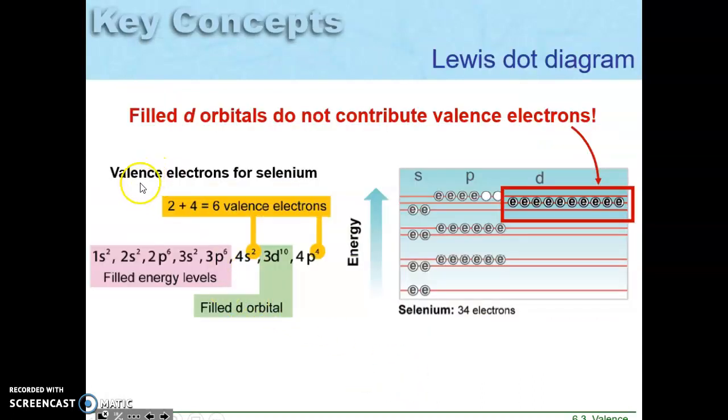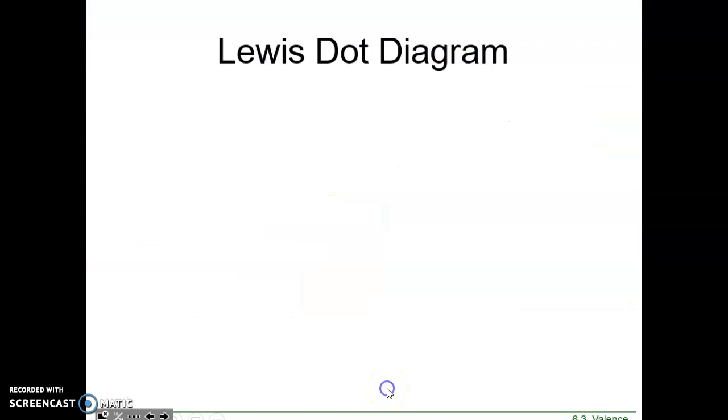Let's look at another one. We have selenium, and this is the electron configuration for selenium. 1s2, 2s2, 2p6, 3s2, 3p6, 4s2, 3d10, and 4p4. So the filled d orbitals do not contribute to valence electrons, only the outer s and p. So these are all filled, they're not valence. This d is filled, it's not valence. So we take our outer 4s and our outer 4p. 2 plus 4 is 6. It has 6 valence electrons. And indeed, it's in the same group as oxygen, which is group 16. So figuring it out that way, it would also have 6 valence electrons.